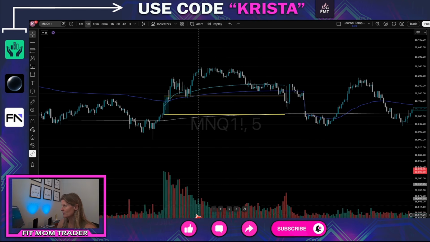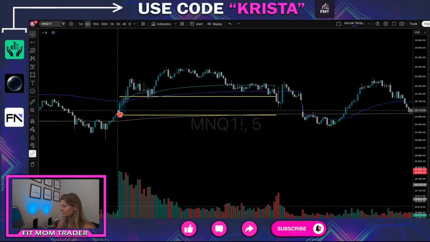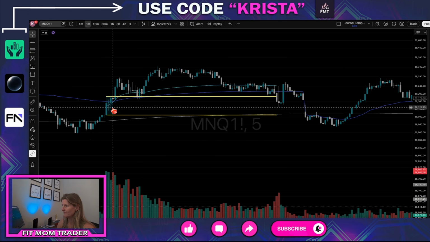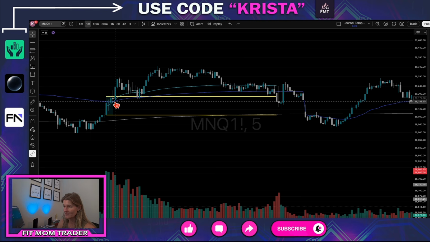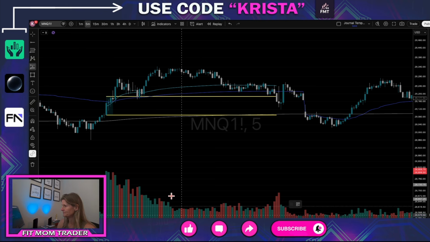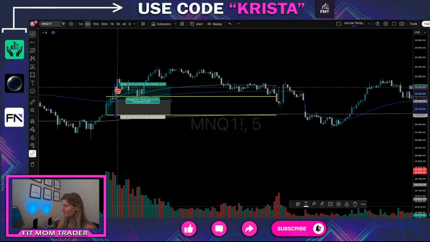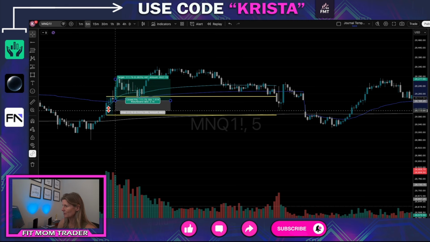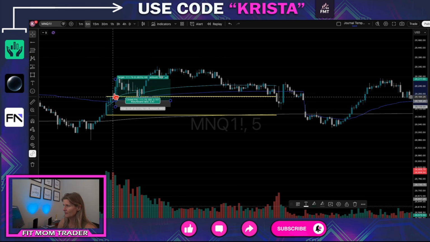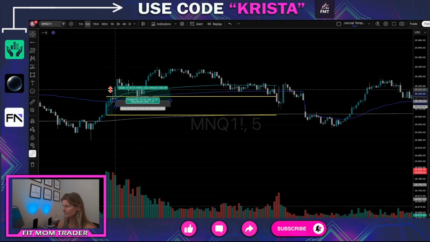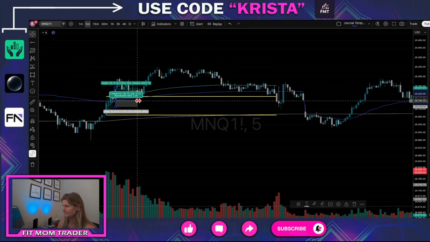All right, so here's another example. Right here, it breaks out of the 15-minute opening range. It comes back and it retests this anchored VWAP. You can get in here, put your stop loss below that recent wick, target a 2-to-1. There you go. That was a win.